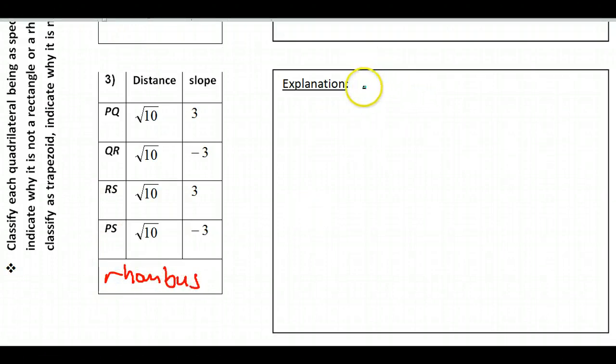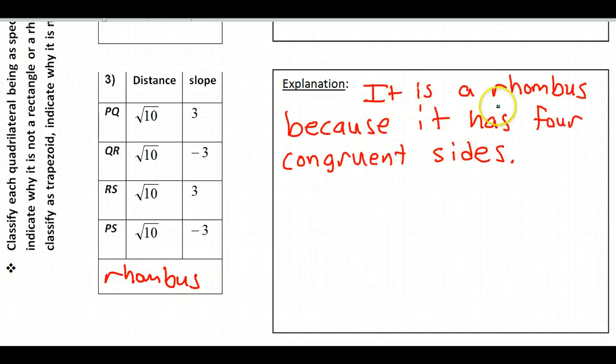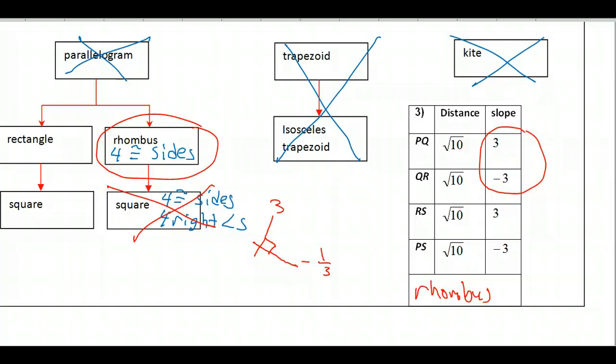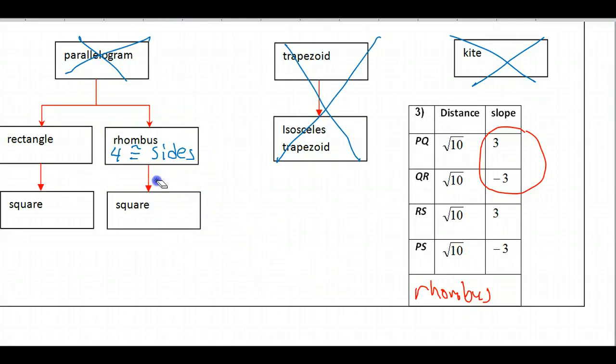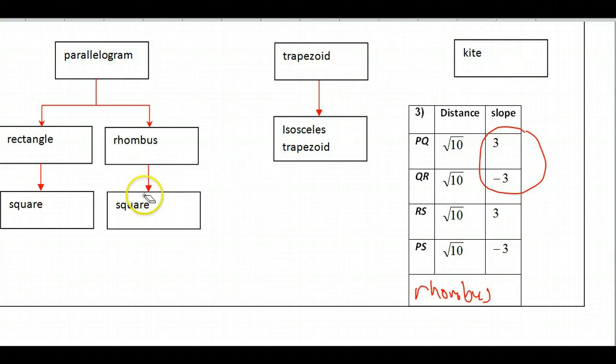Now in your explanation, this is what you would put. Mention the definition of a rhombus. It is a rhombus because it has 4 congruent sides. That's the definition of a rhombus. So in your explanation, the easiest thing to do is just mention that definition. Now, there is something more specific than a rhombus. So if we're not going to go there, we have to say why we're not going more specific with it. The thing that is more specific than a rhombus is a square. So we have to go ahead and say why it's not a square.